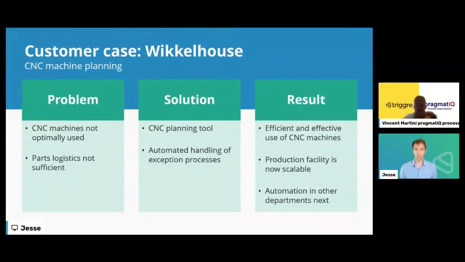So ultimately, when they created that tool, they got a more efficient and effective use of their CNC machines, which was the goal. Their production facility is now scalable, so they can take this process from, let's say, one factory and multiply it to different places. And they're now also automating the next part. If the beginning of your production process is all automated, then the next step would be the assembly process. And if something goes wrong there, there's a message back to reproduce a part, so they can optimally automate all those processes. So that's what they're doing.